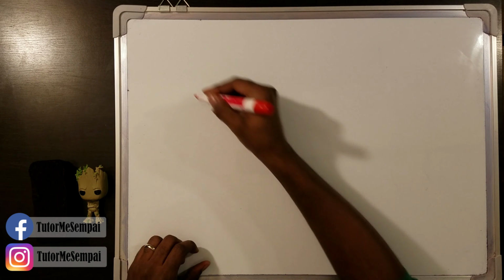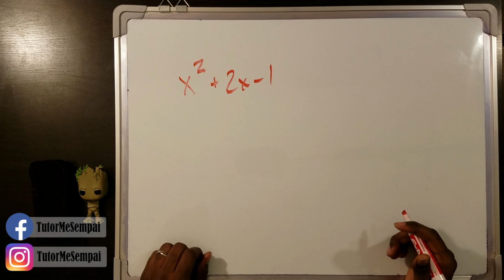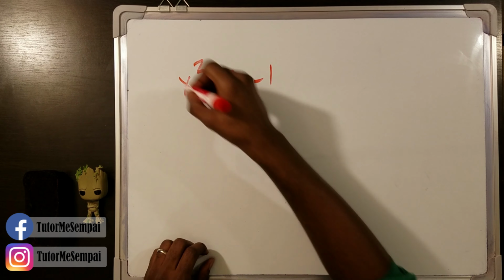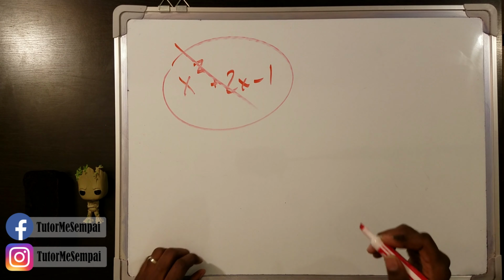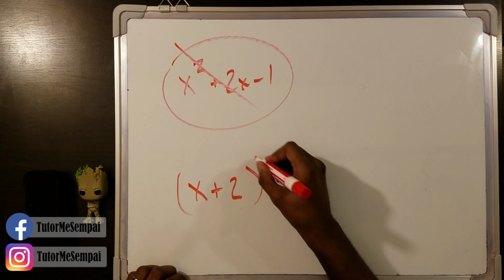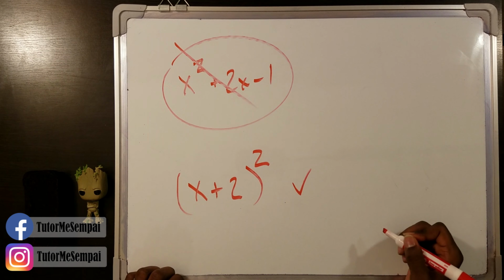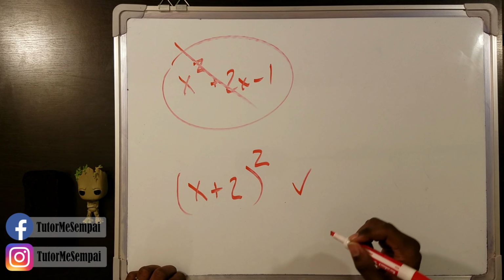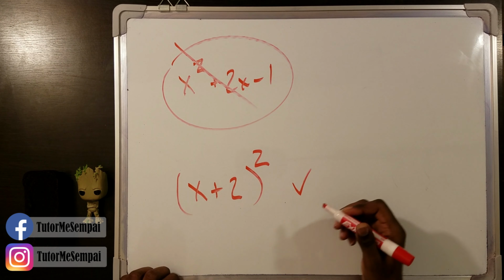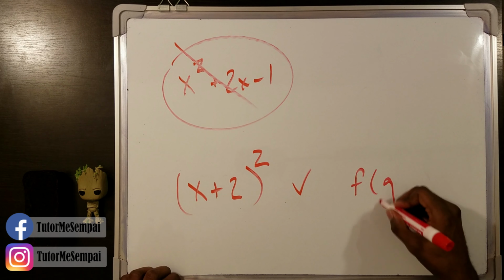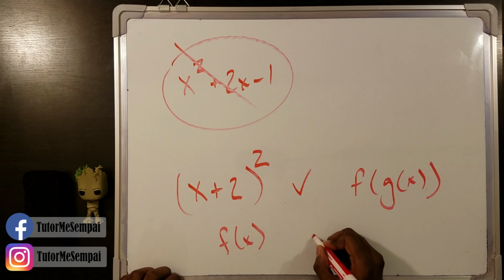So let's say we had this function. Would we want to use the chain rule here? No, this is not a composite function. How about this function? Is this a composite function? Yes, it is. Let's go a step further. Can we tell what are the functions that make up this composite function? So if this was f of g of x, what would f of x be? And what would g of x be?